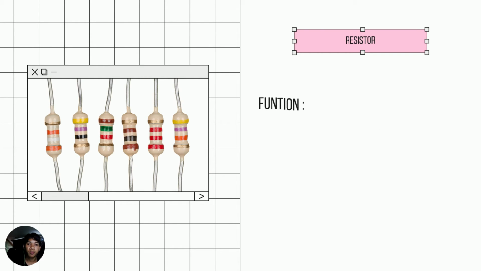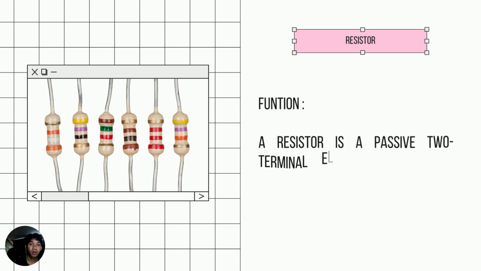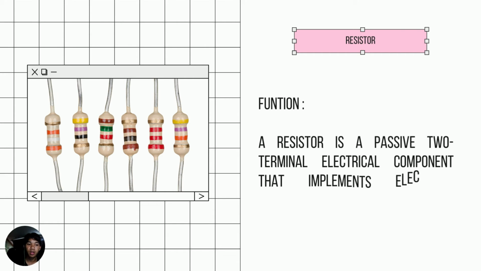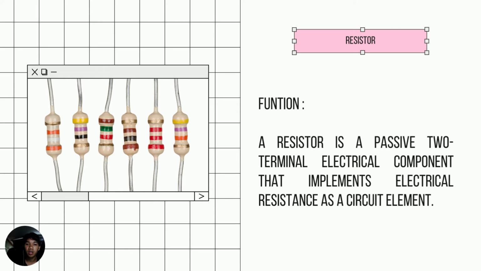So next, this is the resistor component. A resistor is a passive two-terminal electrical component that implements electrical resistance as a circuit element. In electronic circuits, resistors are used to reduce current flow, adjust signal levels, divide voltage, bias active elements, and terminate transmission lines, among other uses.